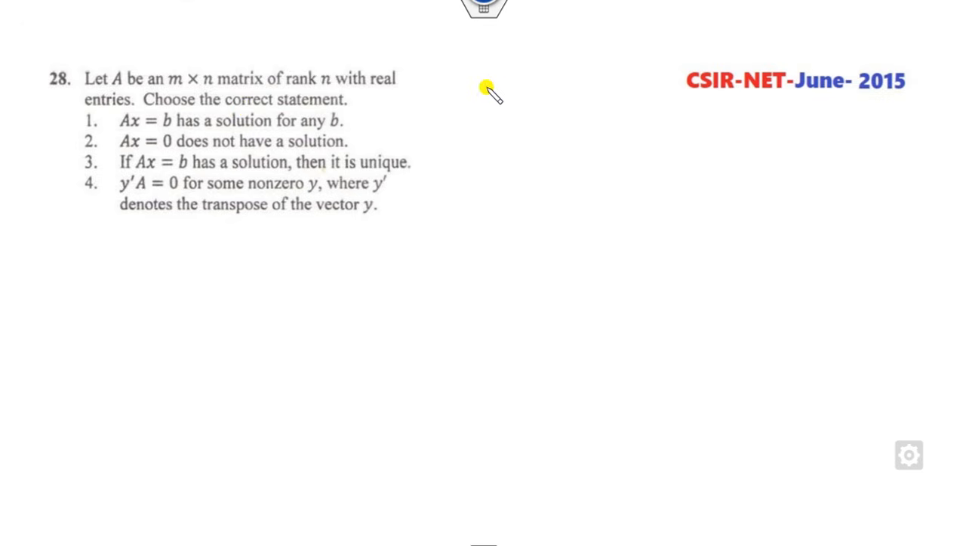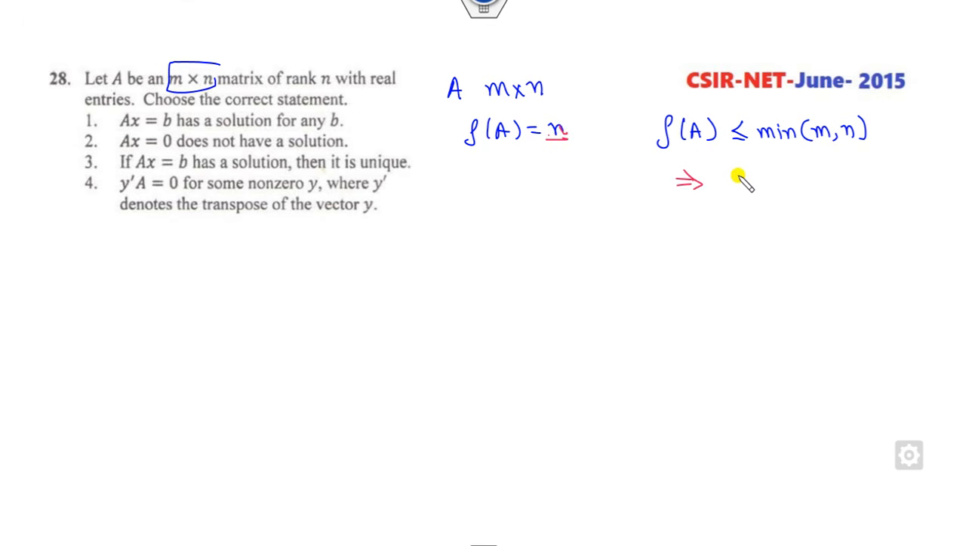Okay, A is an m cross n matrix, and rank of A is n. I already told you the rank must be less than or equal to the smaller of m and n. It is given that it has rank n. What is the meaning of that? n has the smaller value. Then which of the following is the correct statement? So Ax is equal to b has a solution when the ranks are the same, either a unique solution or infinite solutions.